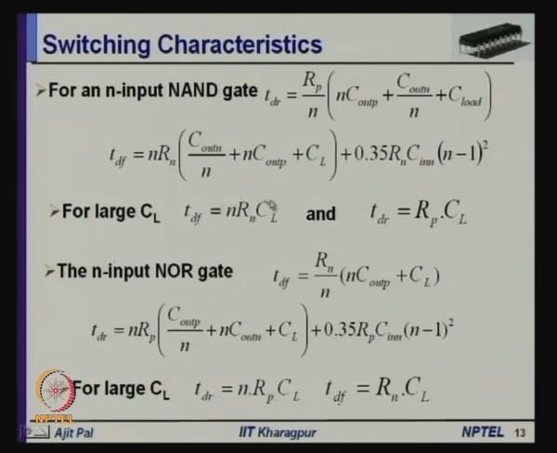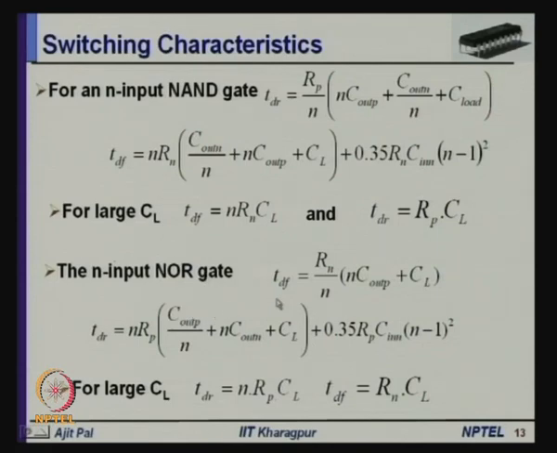So, here we find that the fall time for the NAND gate is affected and it increases linearly with the value of n for large CL, and the rise time is not affected much. It is very similar to that of an inverter.